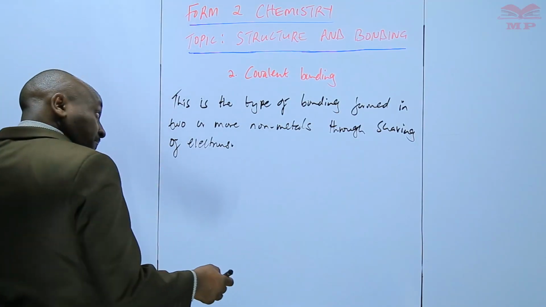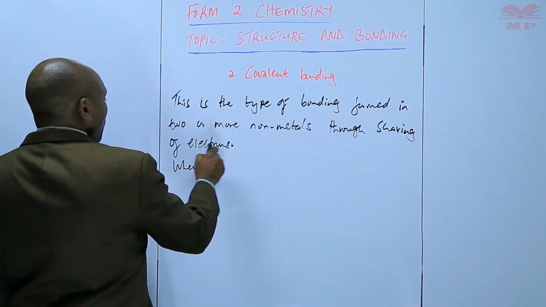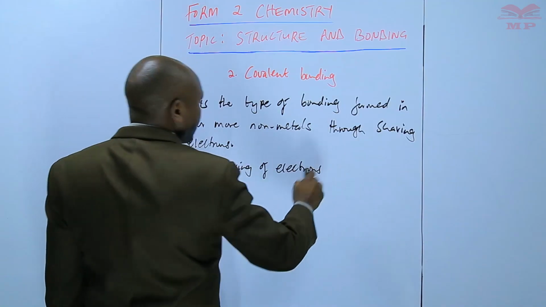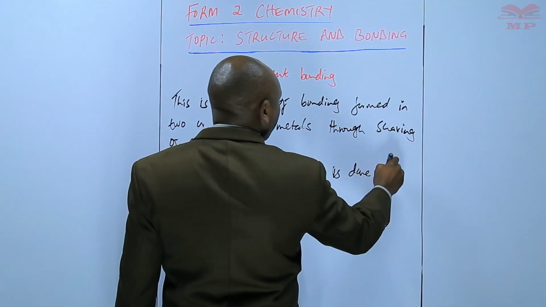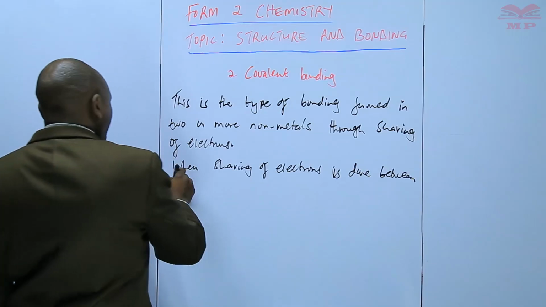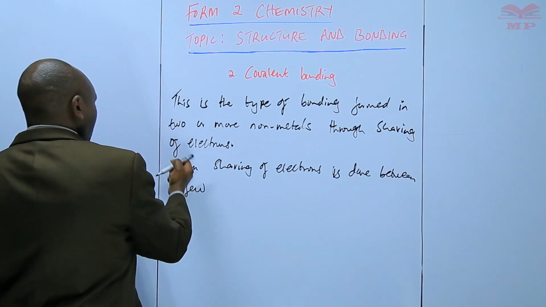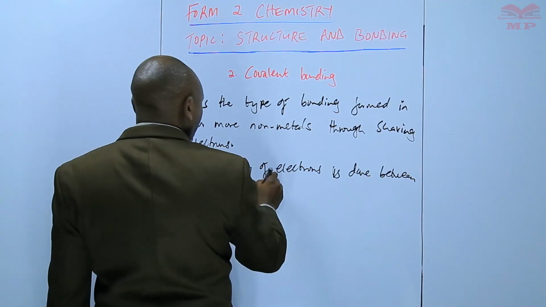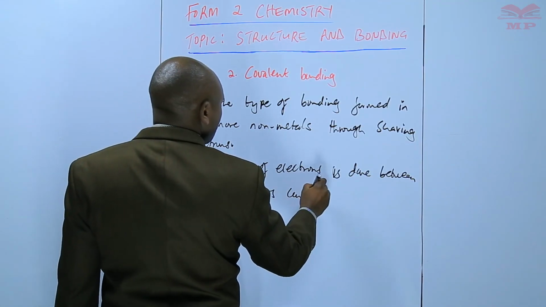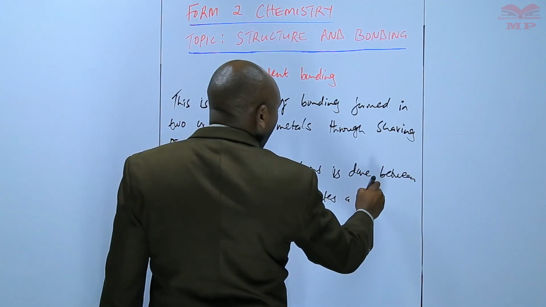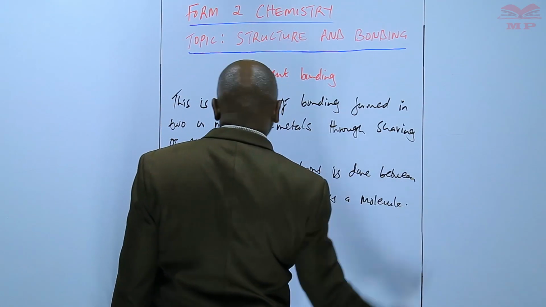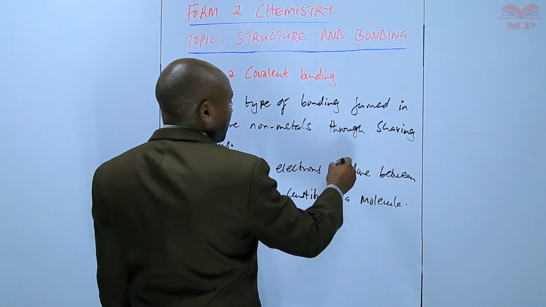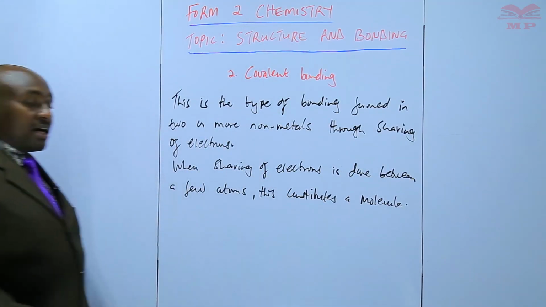And we can say that when sharing of electrons is done between a few atoms, this constitutes a molecule. So if there is sharing of electrons between just a few atoms, not a very big number, then we have a molecule.